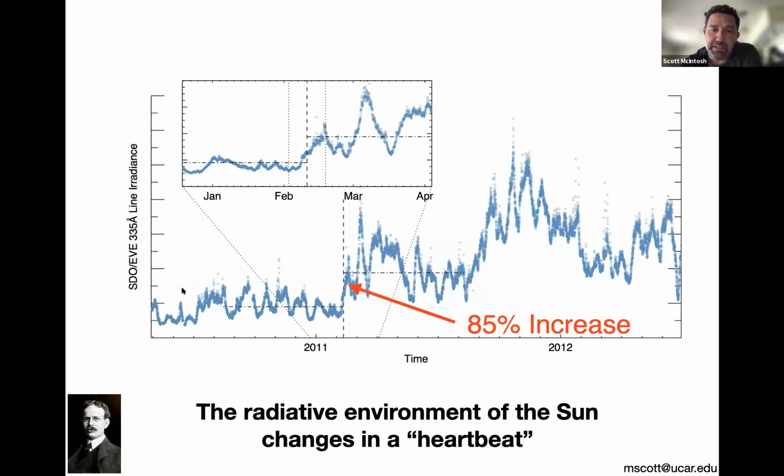So in 2011, in fact, on February the 11th, 2011, the sun appeared to go through the last termination event. And this is just one of the coronal emission lines from EVE on SDO. Over the course of one solar rotation, the extreme ultraviolet radiance goes up by 85%. So it just step functions up. It doesn't recover from that step function for another 7 years. Okay, that is basically a switch when it comes to a star.